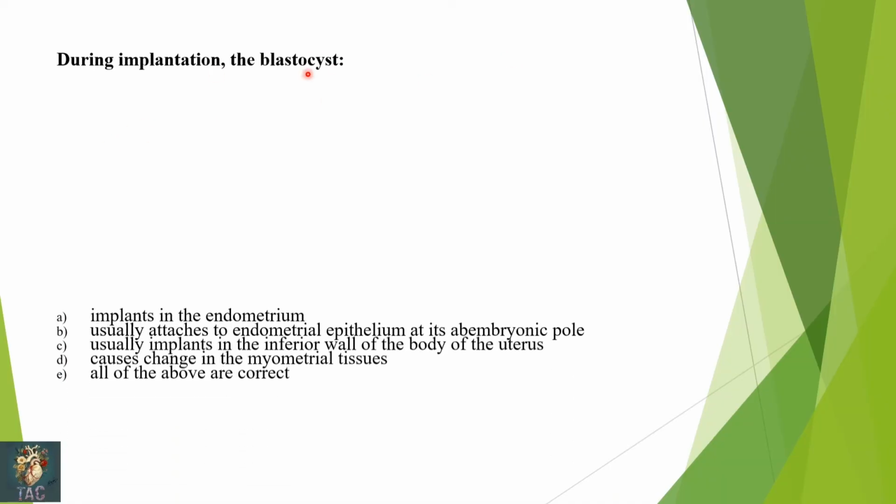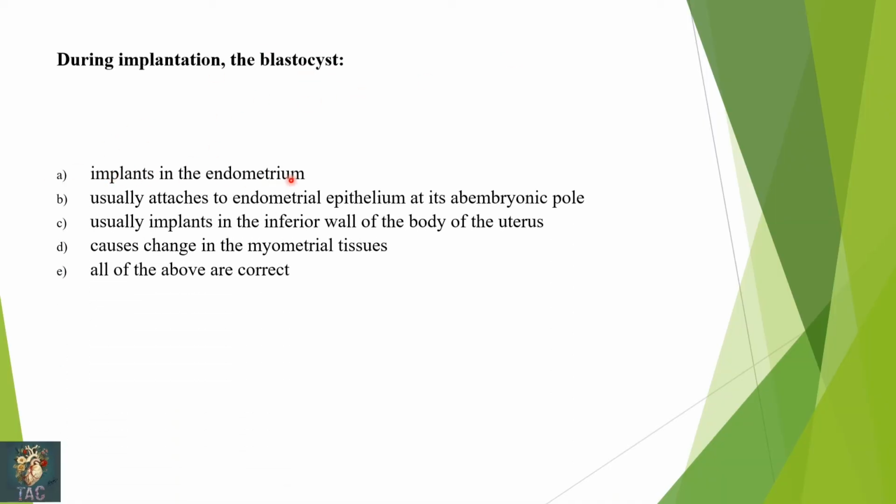During implantation, the blastocyst implants in the endometrium, usually attached to the endometrial epithelium at its embryonic pole, usually in the upper wall of the body of the uterus, and causes changes in the myometrial tissue. So the correct answer is that it implants in the endometrium, because it attaches at the embryonic pole. Usually it is attached to the upper part of the body of the uterus, that is, it implants at the fundus, and it does not cause any changes in the myometrium. So the correct option to this question is A.